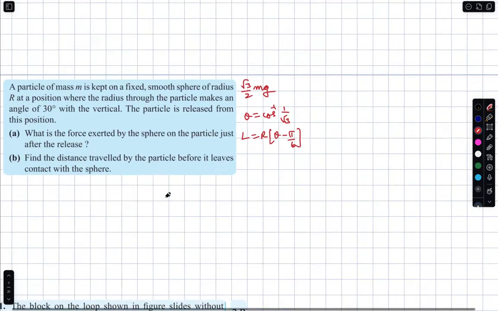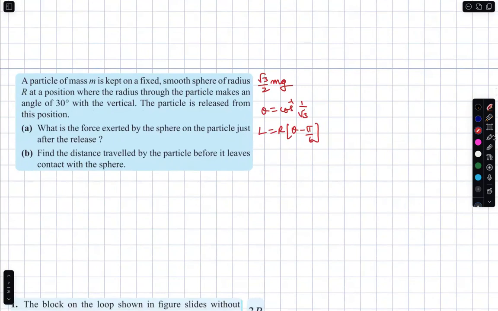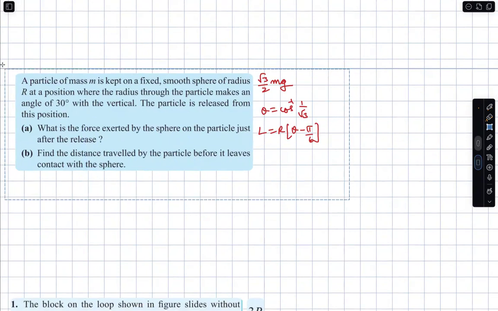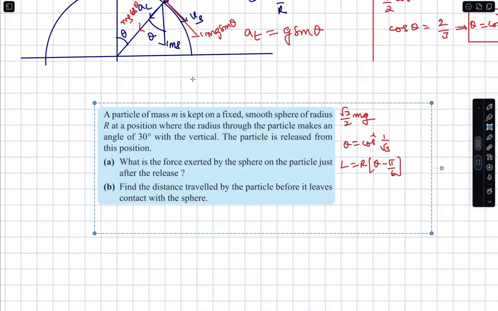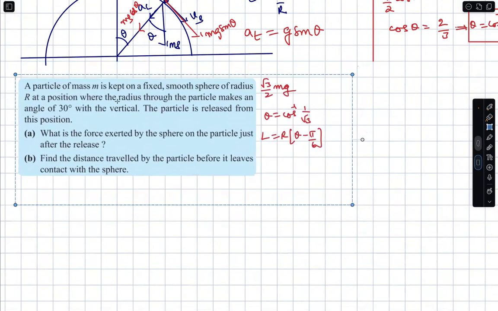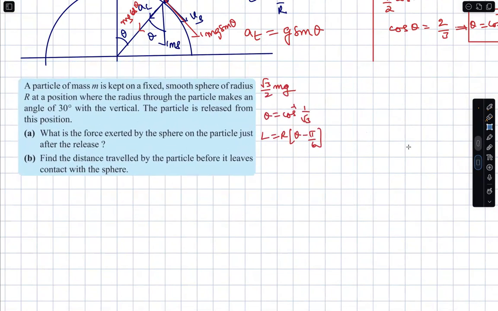Next question. Try this. Anika and team, following? Yes, sir. Can you try this?